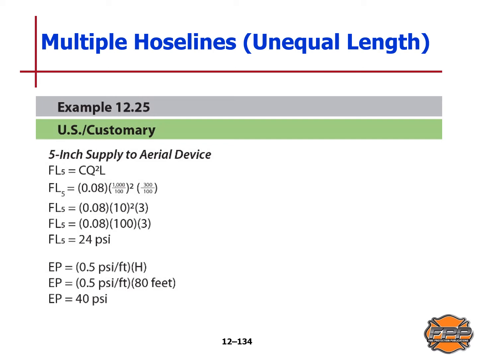Now if we look at the elevation pressure, we have 0.5 psi per foot of head, and that is 80 feet. And that gives us a total elevation pressure of 40 psi.